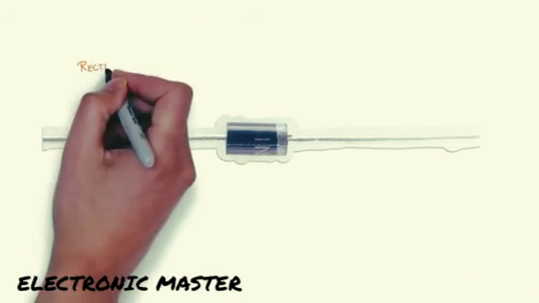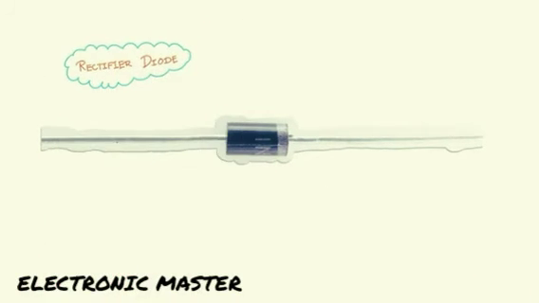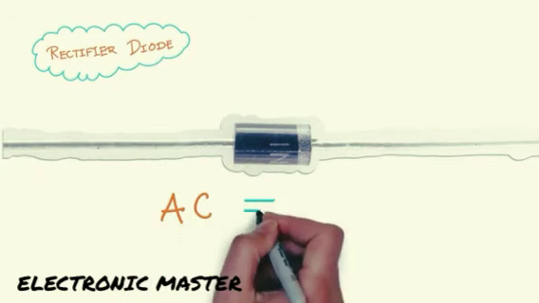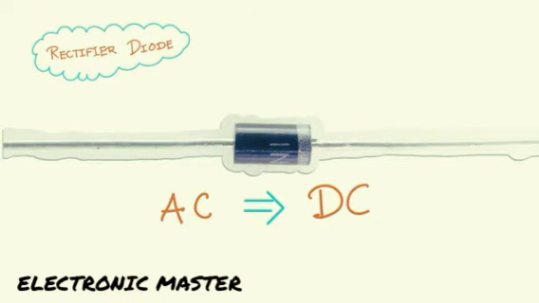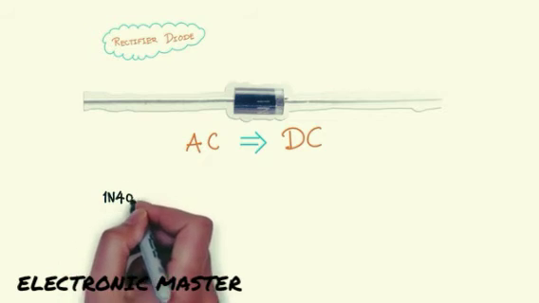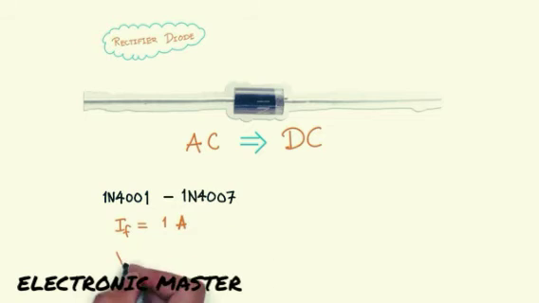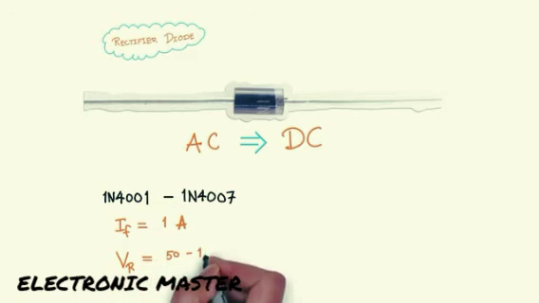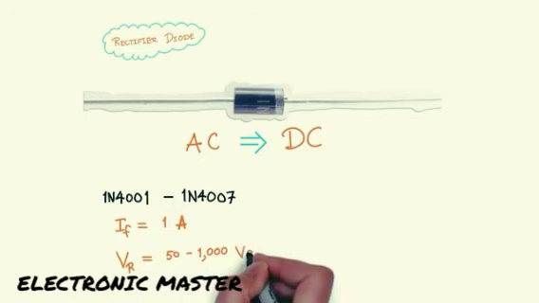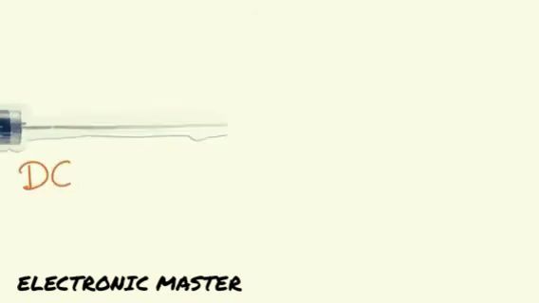Rectifier diodes. This is the type of diode you use when you want to convert alternating current into direct current. The most common ones are the 1N4001 to 1N4007. They can handle higher current, up to 1 amp. Their peak reverse voltage ranges from 50 to 1000 volts.